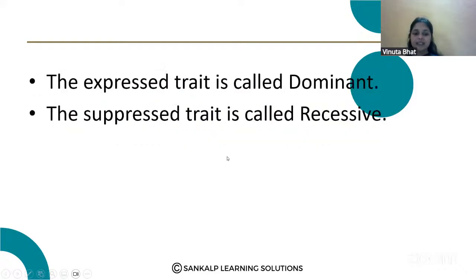The expressed trait is called dominant and the suppressed trait is called recessive. Okay. Next one.